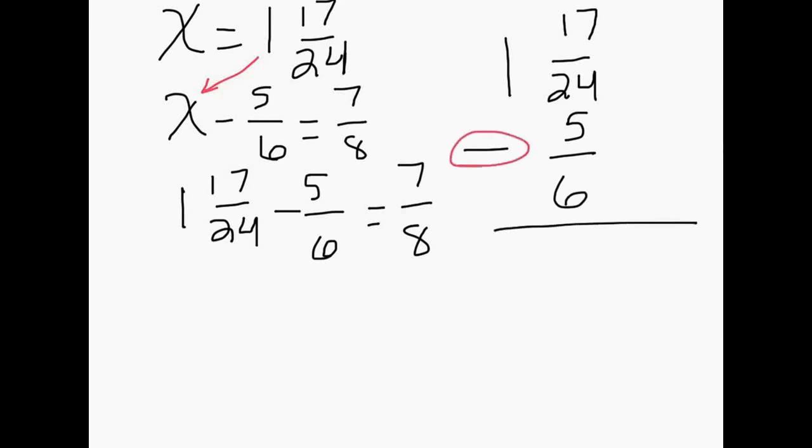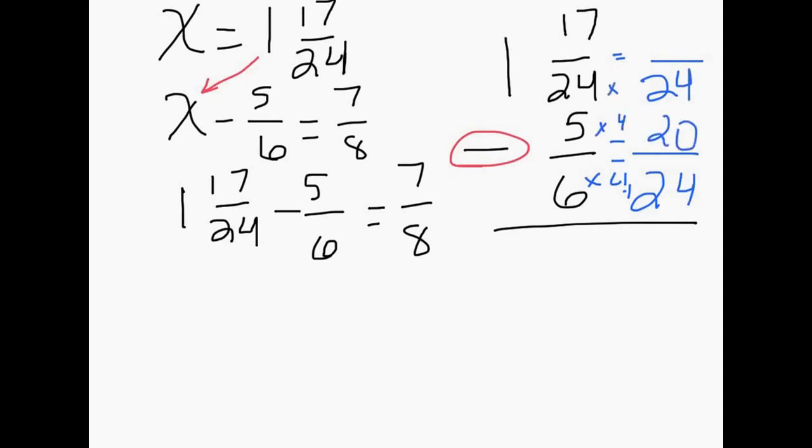Knowing this is a subtraction problem, we would find the least common multiple, which equals 24. 6 times 4 makes 24. So 5 times 4 equals 20. 24 times 1 is 24, so 17 times 1 is 17. But as you can see, we cannot subtract 20 from 17. So we need to borrow from the whole number, adding 24/24 to our problem. That's the one we borrowed.